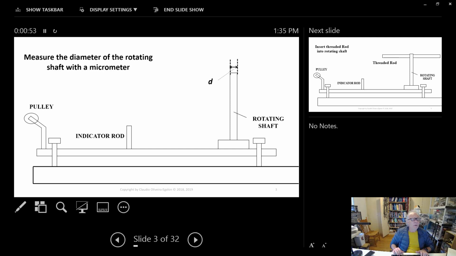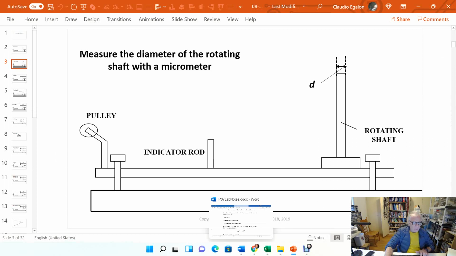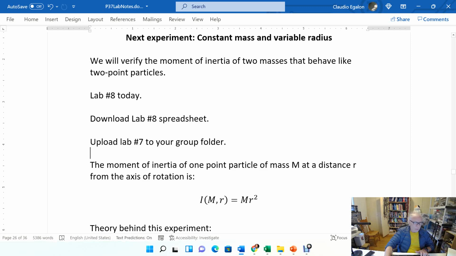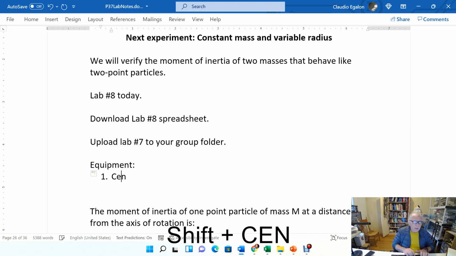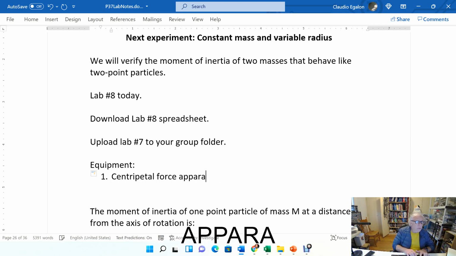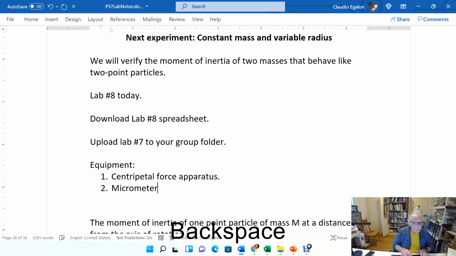Okay. And what you're going to do, you're going to measure the diameter of the rotating shaft. You need that to find out the torque that is applied to this rotating shaft. Okay. So here you go. That's the equipment that you're going to use, right? One is going to be the centripetal force apparatus, and now you're going to use the micrometer to measure the diameter of the rotating shaft. That's the resolution of my micrometer in millimeters, hundredths of a millimeter.